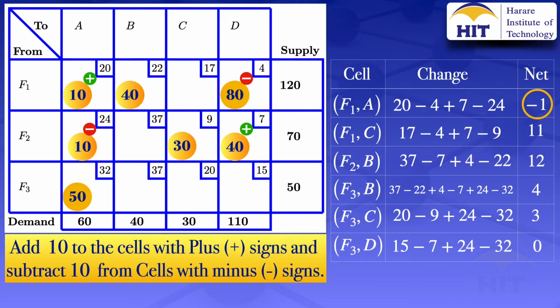We now look at the cells where we have the negatives. On the cells where we have negatives, we subtract a 10. So when we subtract a 10 on the cell that has the 10 there, the cell F2A, it will become a 0. So we get rid of this 10. Then on the cell that has the other negative, the 80 there, we subtract: 80 minus 10 gives us a 70. Then the other allocations remain as they were previously. So this is the new table that we would have.